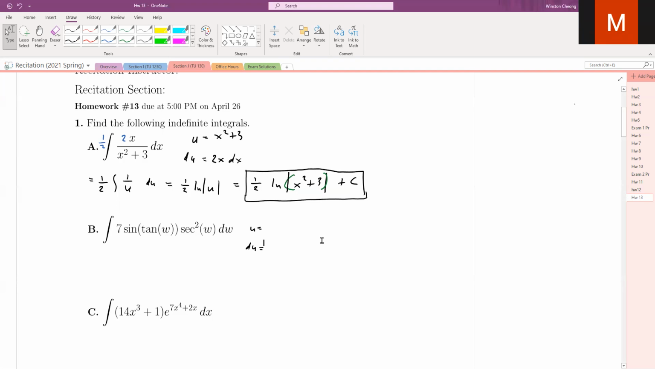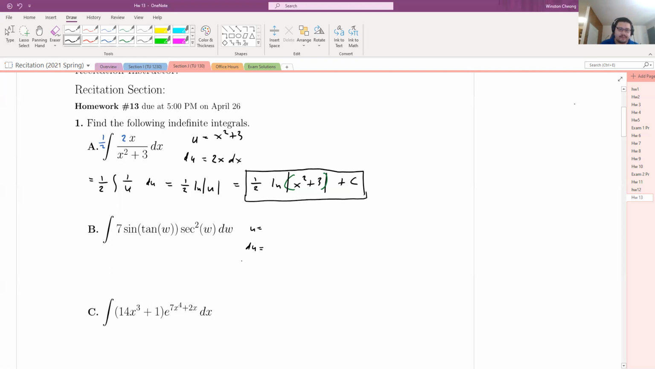Would it be 7? Wait. Would it just be 7 sine, right? Or would it be 7 sine tangent? Okay, those will be very complicated.